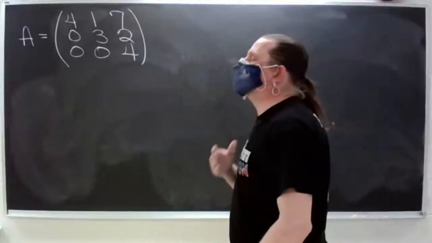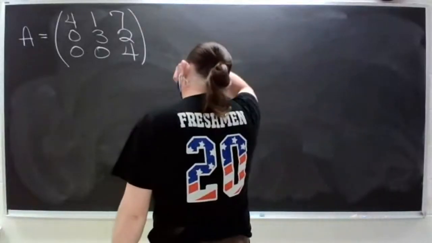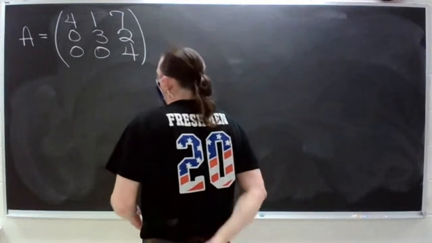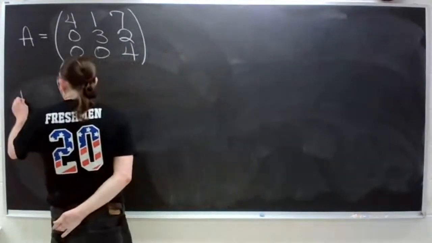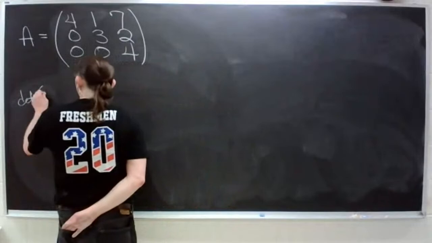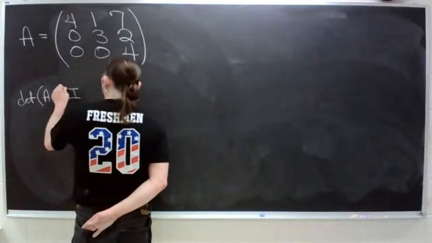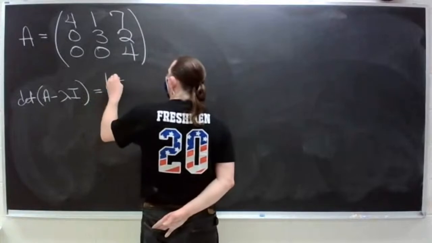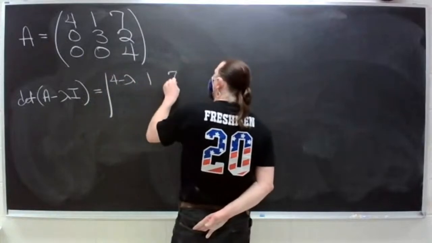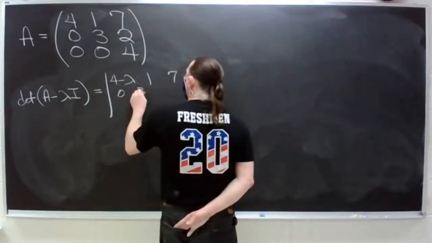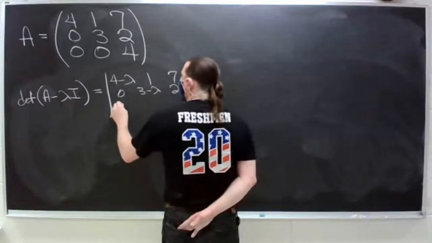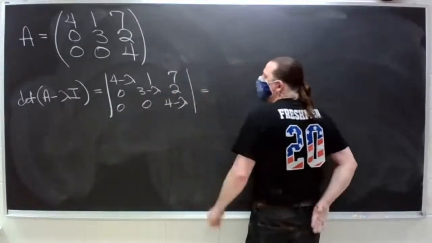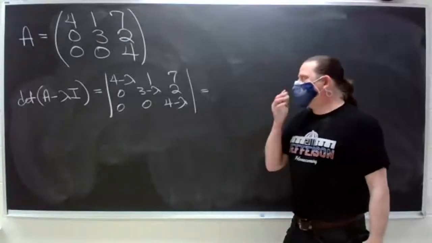Suppose that we were asked to diagonalize this matrix. Find the eigenvalues and eigenvectors. Of course, we could begin by doing the determinant of A minus lambda times the identity. But this determinant is easy.